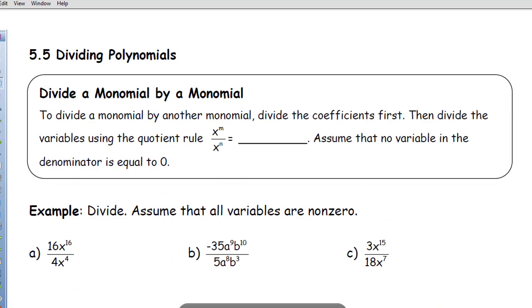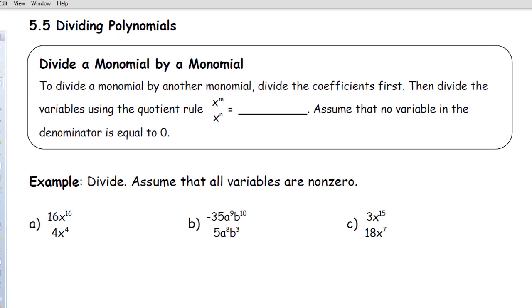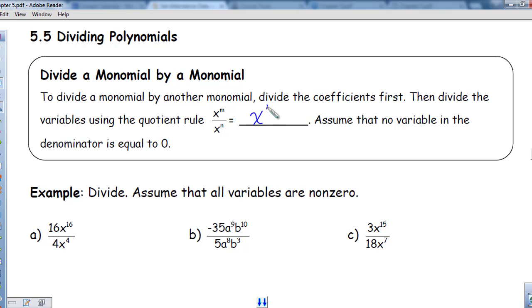Okay, last section, 5.5, dividing polynomials. To divide a monomial by another monomial, divide the coefficients first, then divide variables using the quotient rule, x to the m over x to the n, which we know is equal to what? Very good. X to the m minus n.